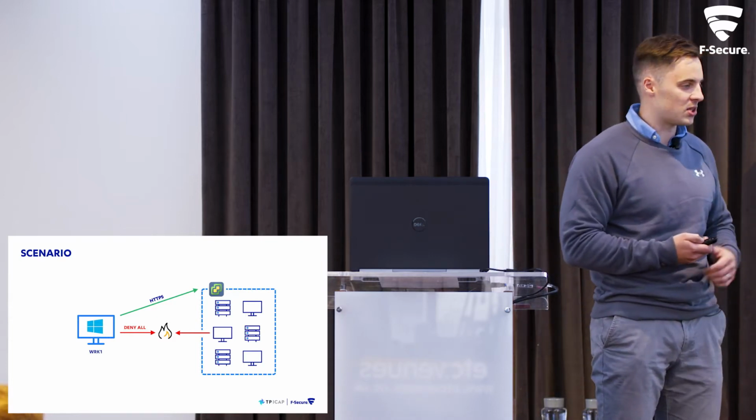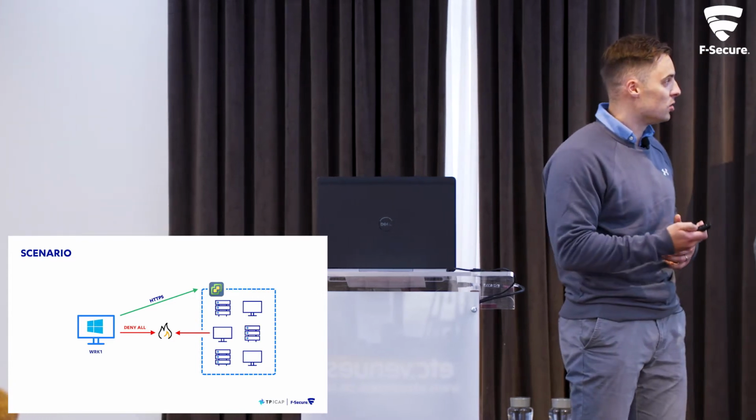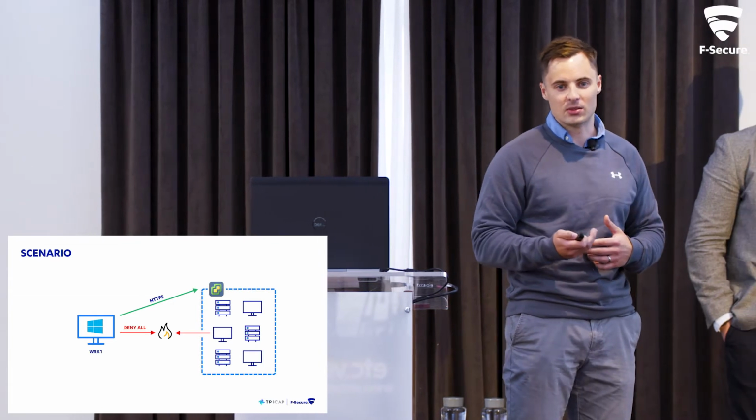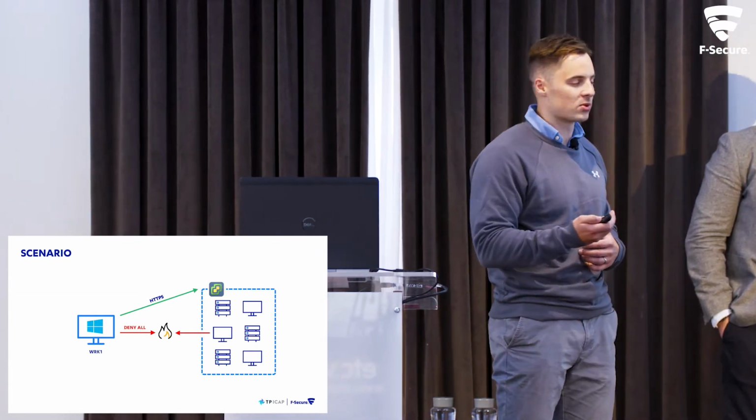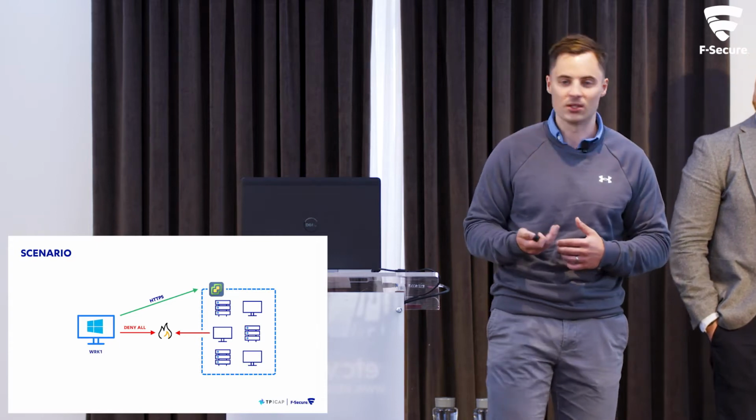You've compromised Workstation 1, and you want to get access to, let's say, Workstation 2. You've got no direct network connectivity because there's a firewall, but you have been able to compromise credentials that get you access to vCenter, which manages the virtual machine that you're trying to get into.